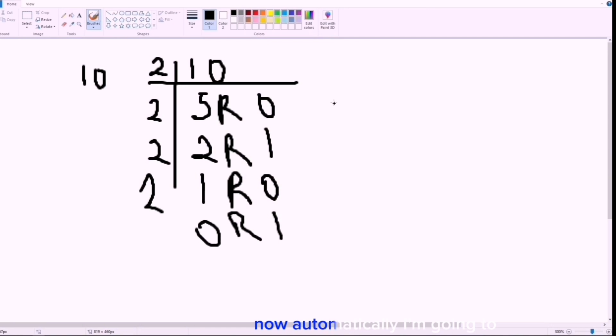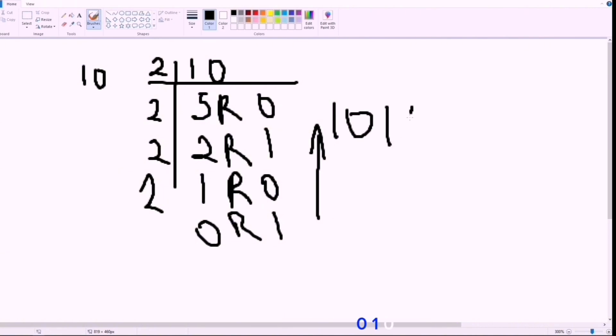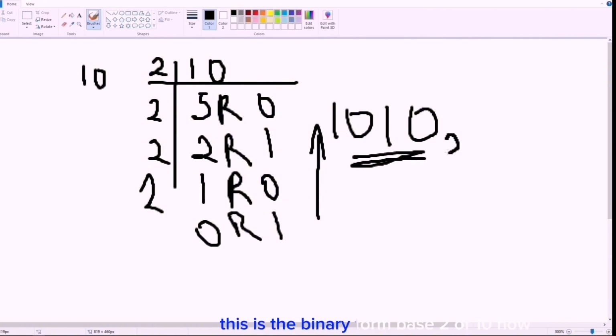Now, I'm going to be taking it from the top, which I have 1, 0, 1, 0. So this is my binary form. This is the binary form, base 2, of 10. Now, if a bitwise operation should be carried out on this, each of these bits will be worked on compared with the other one.